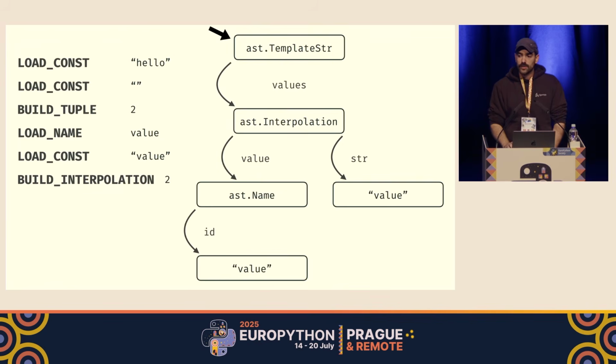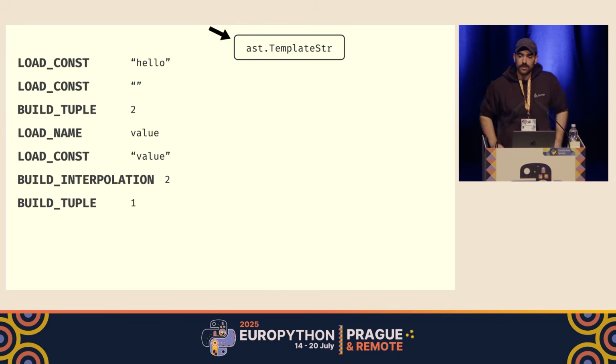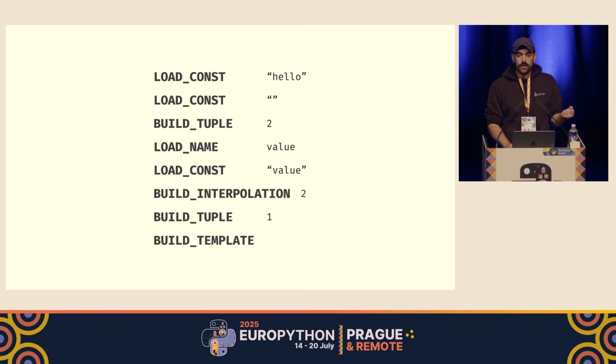And then template str is a build tuple and a build template instruction. So that tree data structure gets transformed into a series of bytecodes that are fairly small units of work that the interpreter has to do in order to take your t-string and actually transform it into the template object you'll get when you evaluate a t-string.